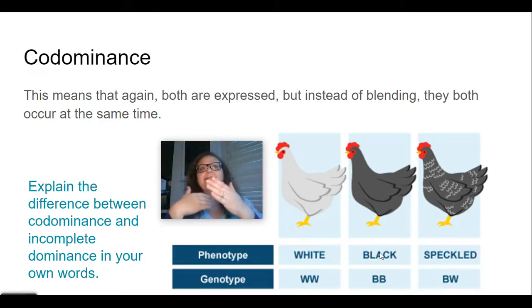But again, this is not a blended situation. This is where individual cells have different hair colors or different feather colors, and you see both. Your indicator for codominance is going to be the presence of two different letters. Anytime you're given two different letters, that is codominance.